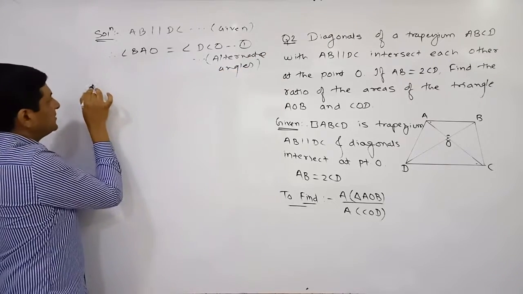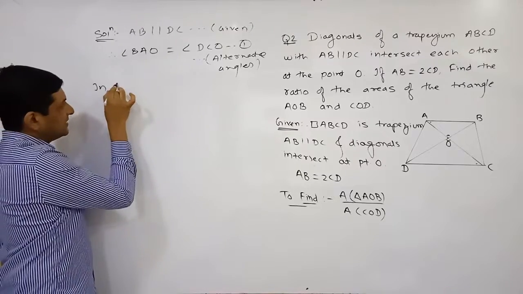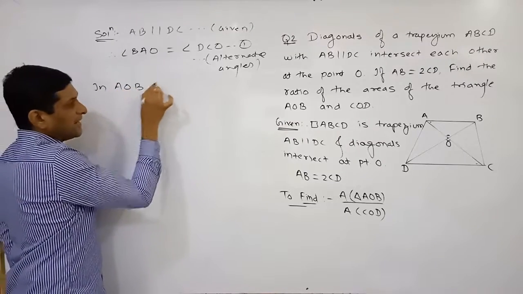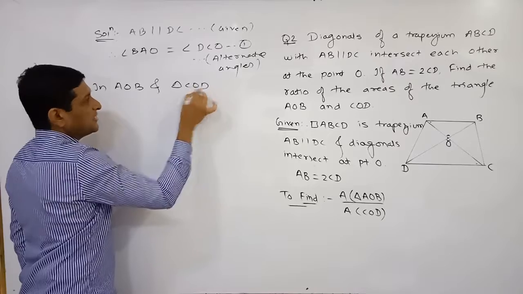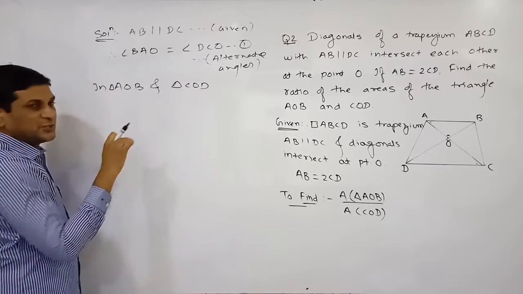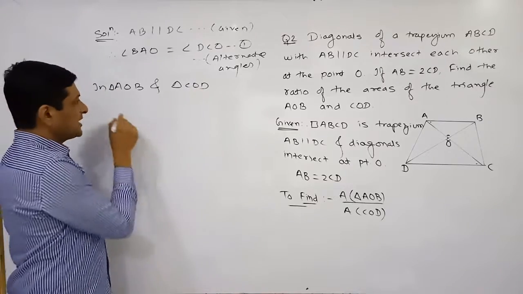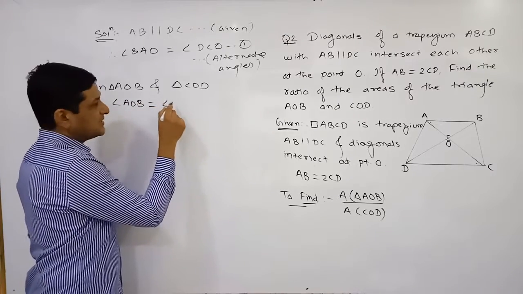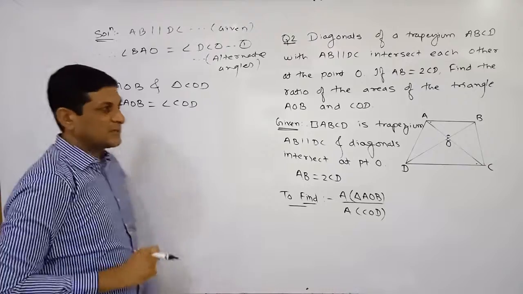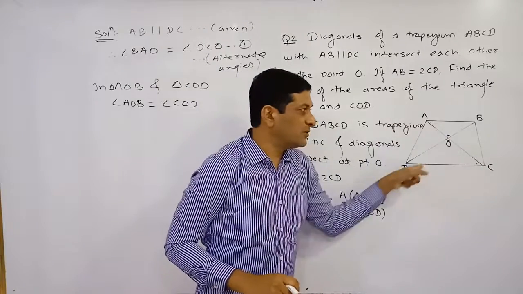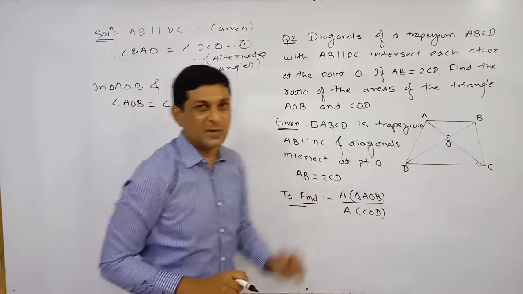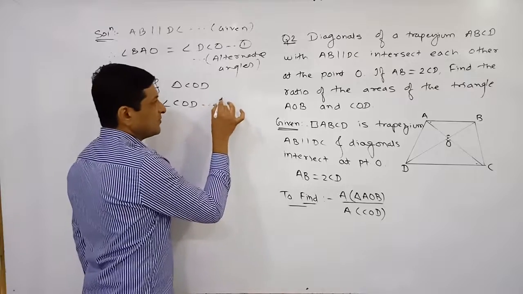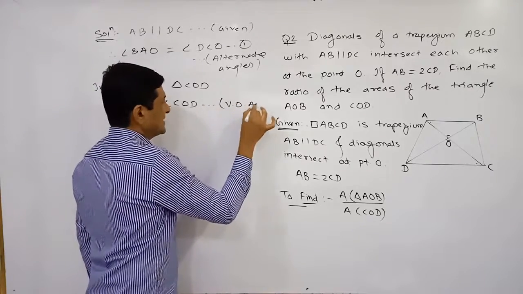Okay. So now we are considering the triangle AOB and triangle COD. Now we are trying to show that these two triangles are similar. We can observe that angle AOB is equal to angle COD. Why are these two angles equal? AOB is equal to COD because these two are vertically opposite angles. So give a reason: vertically opposite angles.